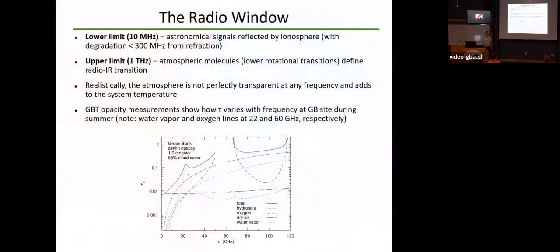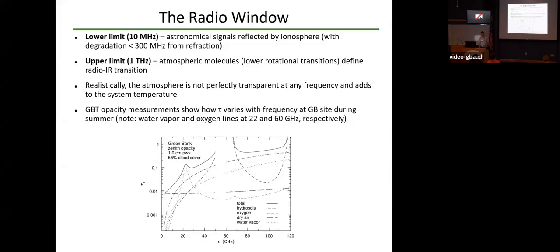That lower limit at about 10 megahertz is where astronomical signals are reflected back at us from the ionosphere. So anything that we transmit is reflected back to us. Anything from space is just reflected back out into space. So we are not receiving those signals. It's not that they're being absorbed, they are being reflected from the ionosphere. So we cannot do astronomy on Earth lower than 10 megahertz, right? We just can't see those signals.